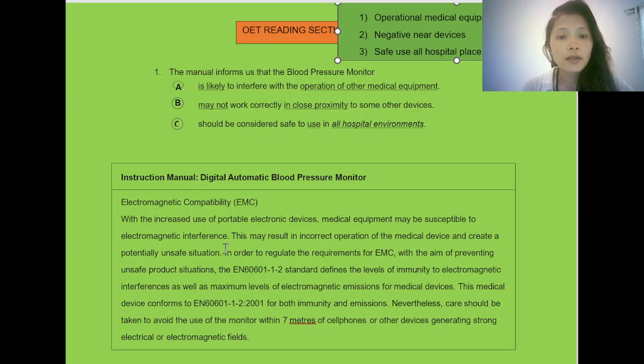This may be the answer, right? But we will wait for the moment. In order to regulate requirements for the EMC, electromagnetic compatibility, with the aim of preventing unsafe situations, they are talking about this may result in incorrect operation. Incorrect operation, this may interfere. These things and then these things. This is not related too much. This is also not related too much. Standard of level immunity electromagnetic, and then this one. This is also not it. Nevertheless, this is very important.